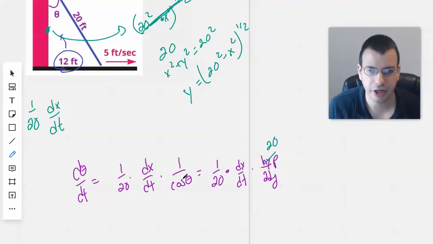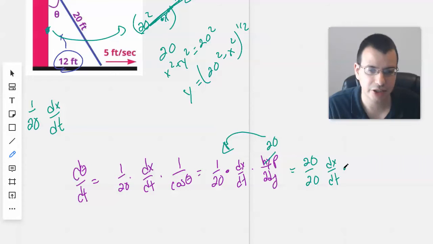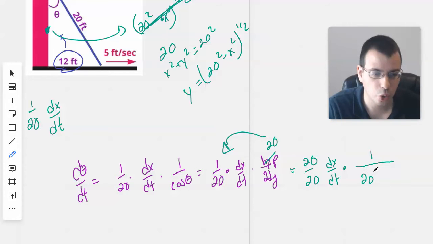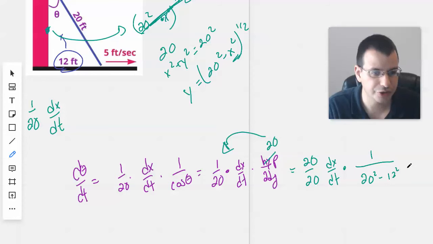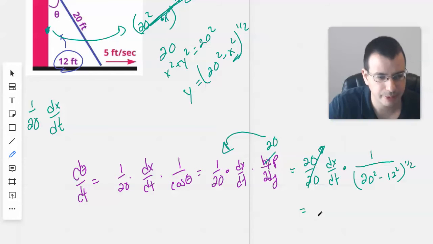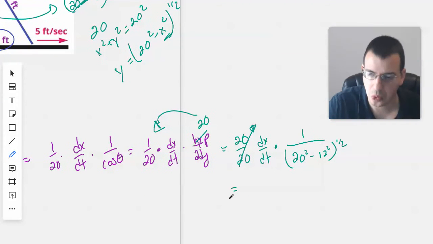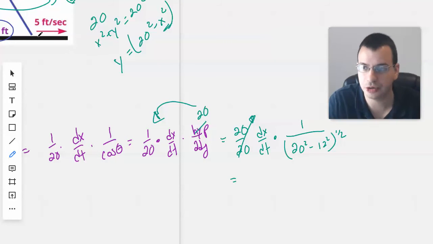From here, we'll plug in our values and just see what happens. So I'm going to move this 20 over there. So we have 20 over 20 dx dt times 1 over the adjacent, which is the square root of 20 squared minus x squared. And we know x at this point will be 12, so 12 squared. Don't think I'll try to do this one in my head. So dx dt we also know to be 5.